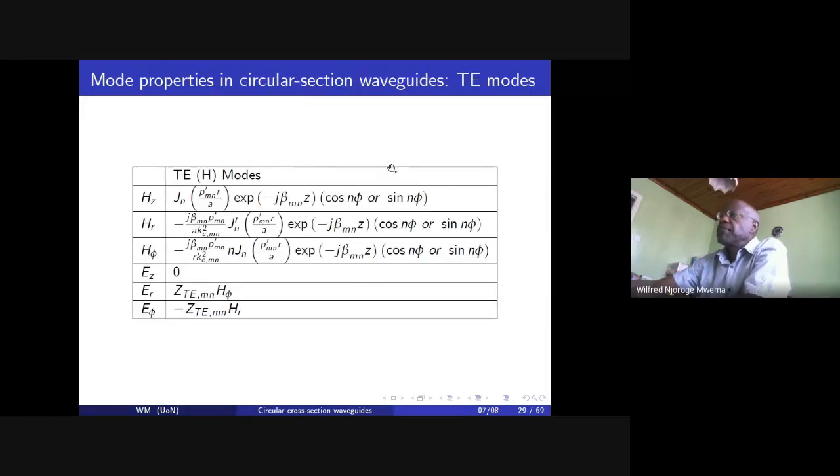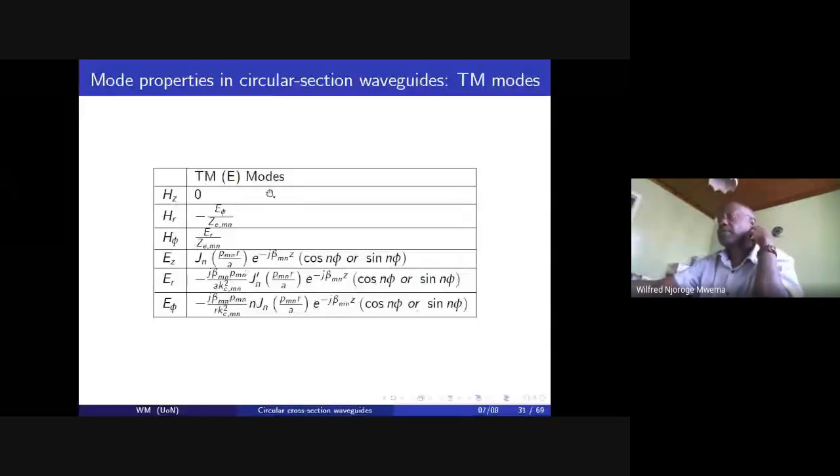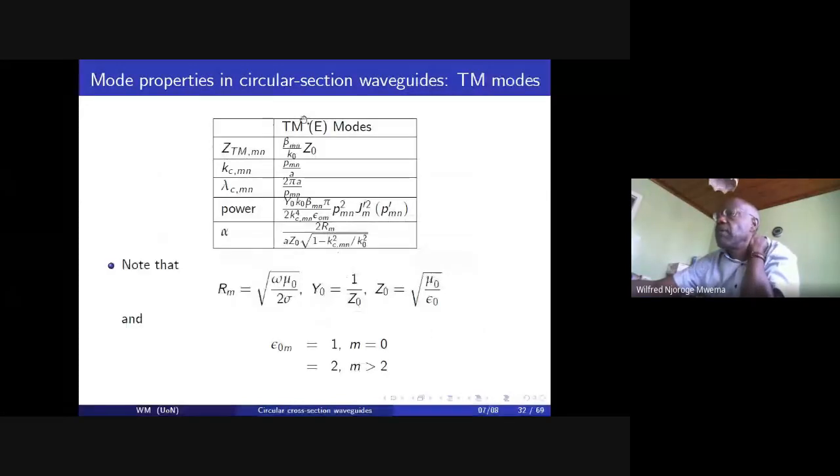So the properties for the circular waveguides, just like we did for the other case, we just show the expressions. The expressions will have that kind of weird looking form, and for the H modes, we'll have that kind of values. And for the TE modes, TM modes, again, we have that expression. And for the TM modes continued, we have that.